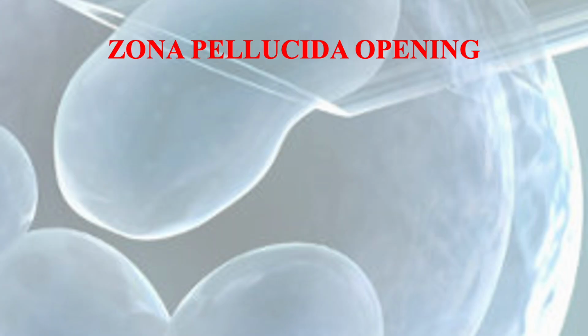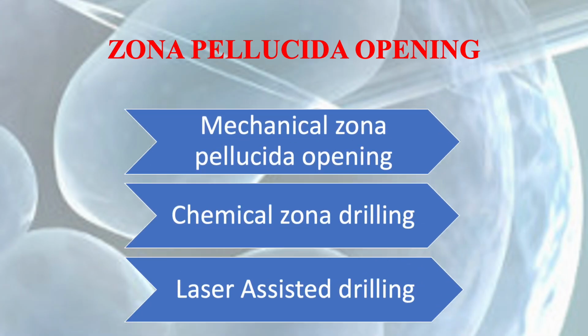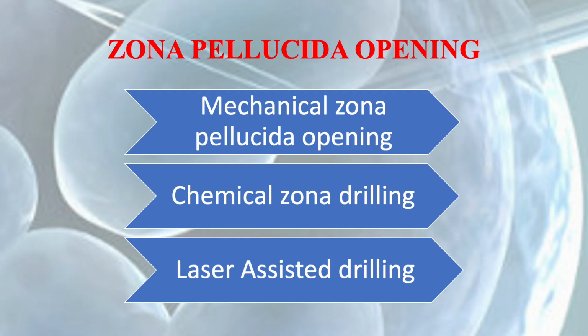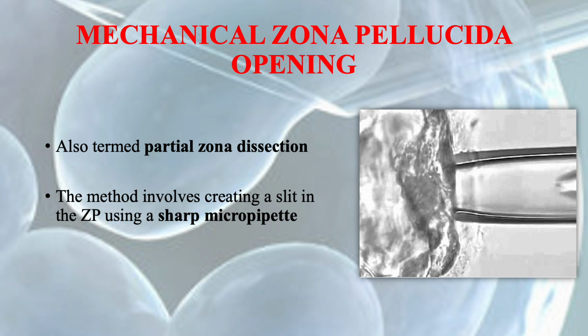Zona pellucida opening. The opening of zona pellucida can be made by various methods. The most important method is the laser assisted drilling. But apart from laser assisted drilling, there are two more methods. One is the mechanical zona pellucida opening and another is the chemical zona drilling. We'll first discuss mechanical zona pellucida opening. It is also known as partial zona dissection. This method involves creating a slit in the zona pellucida using a sharp micropipette as shown in the image.